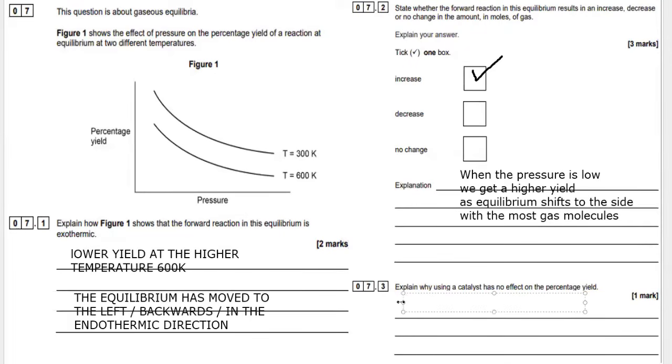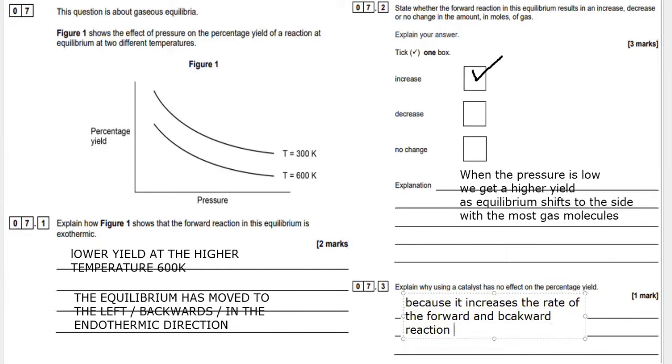Explain why using a catalyst has no effect on the percentage yield. Well, that's because it increases the rate of the forward and backwards reaction by the same amount. Of course, using a catalyst does increase the speed at which you reach equilibrium, but it doesn't shift the equilibrium.